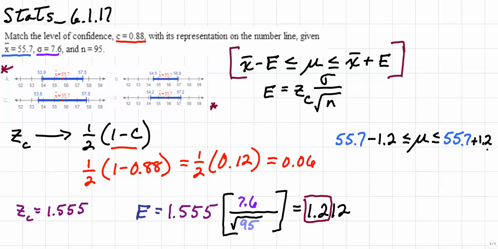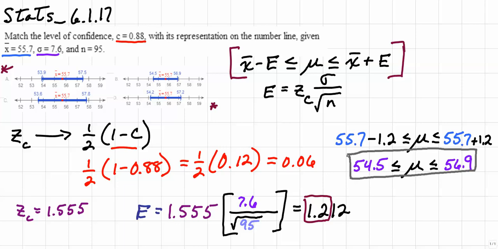And then when we calculate this, we'll see that this value right here will be 54.5, and that will be less than or equal to the population mean, which will be less than or equal to 56.9. And now we simply say which does this interval match up with over here, and that would be choice B on the number line.